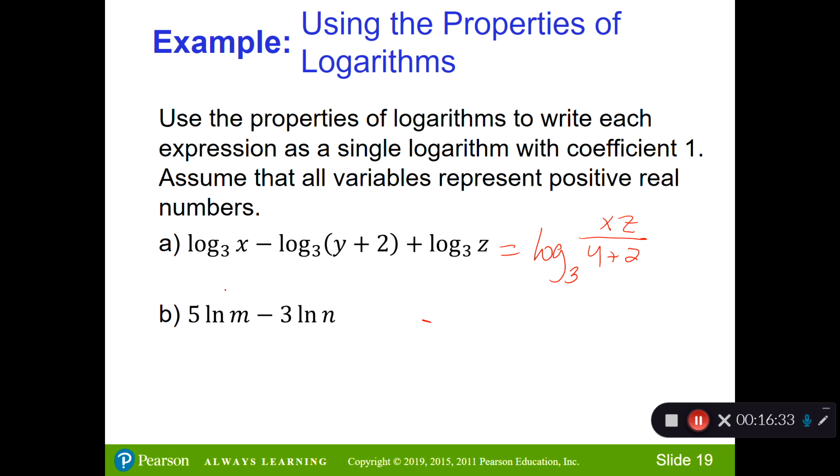Now here I'm going to bring up the exponents first. So this is ln of m to the 5th minus ln of n cubed. And then the subtraction means a division. So ln of m to the 5th divided by n cubed.